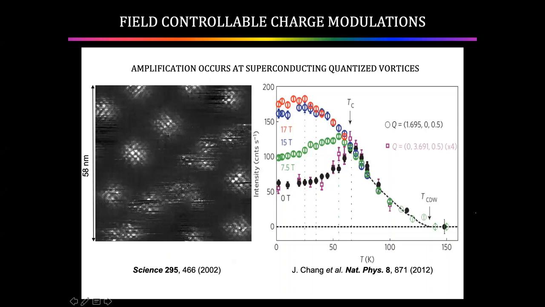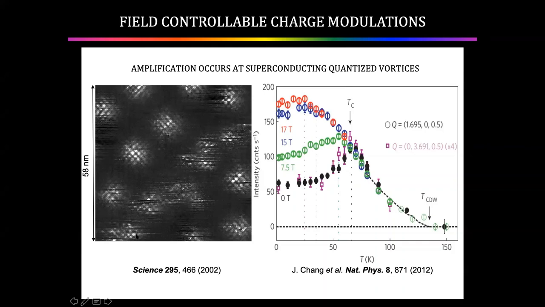Now, 2 things are known in these compounds. One is this: this is temperature and this is intensity of charge modulation. If you go down in temperature and you start increasing magnetic field, the charge modulation gets stronger and stronger. Secondly, we know from our own work that this effect is happening inside the superconducting quantized vortices. As you increase the field, you get more and more vortices. And inside each vortex, there's a modulation. So we wanted to use this effect to find out: is the charge modulation in here consistent with a pair density wave?